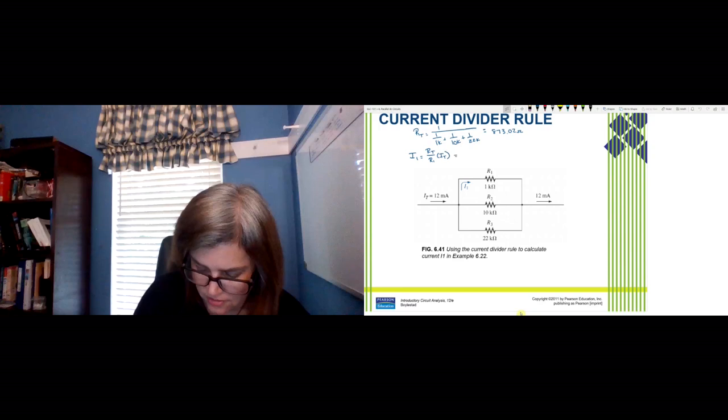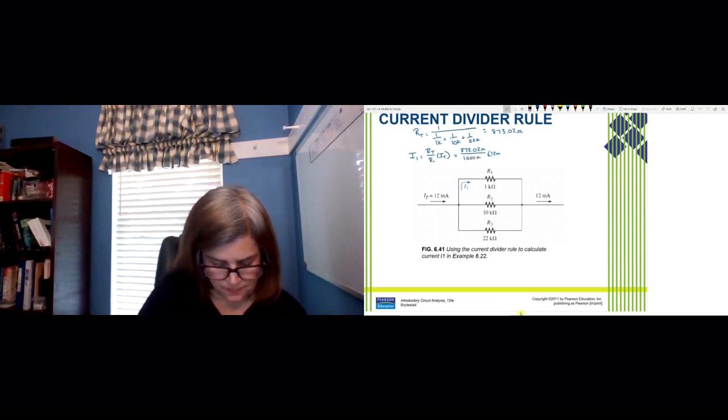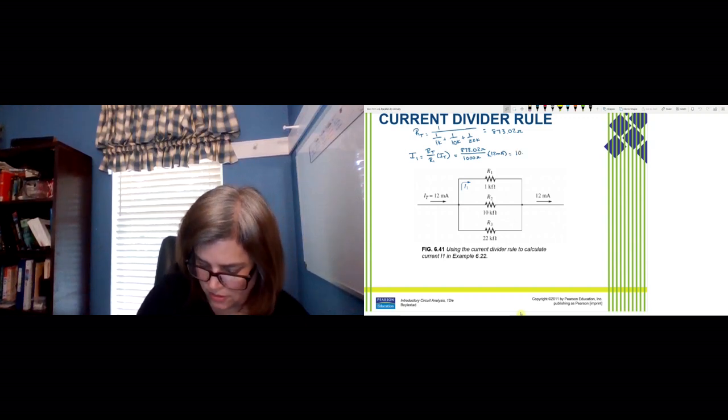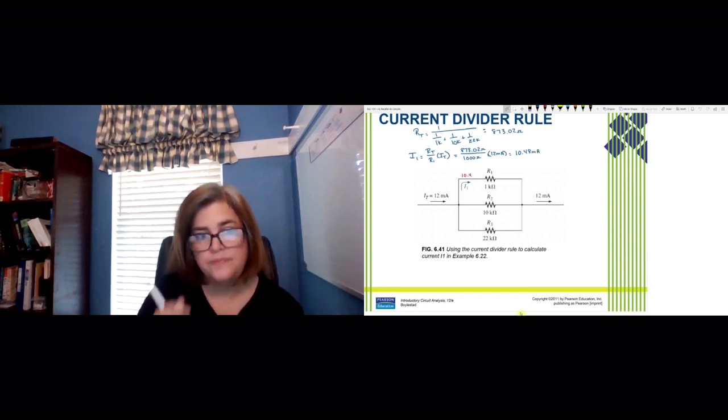So we've got 873.02 ohms divided by 1,000 ohms, times the 12 milliamps coming in. So that means 10.48 milliamps is what we should see through R1.